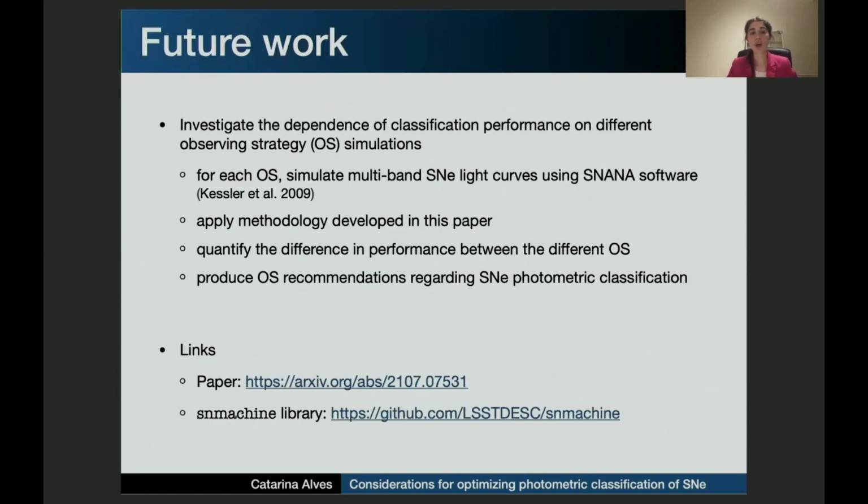In the future, we plan to investigate the dependence of classification performance on different observing strategy simulations. For each observing strategy, we simulate multi-band supernova light curves similar to the ones in PLAsTiCC and apply the methodology developed in this paper. Then we can quantify the difference in performance between the different observing strategies and produce observing strategy recommendations regarding the supernova photometric classification.